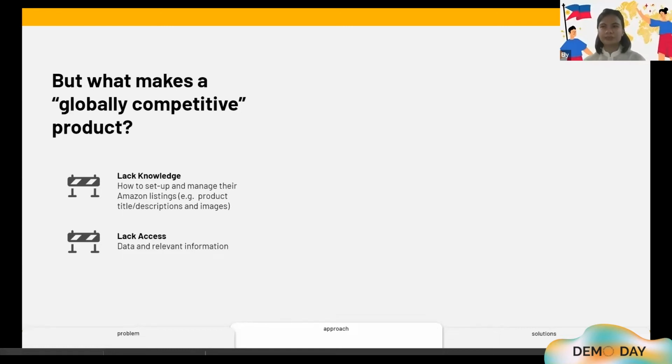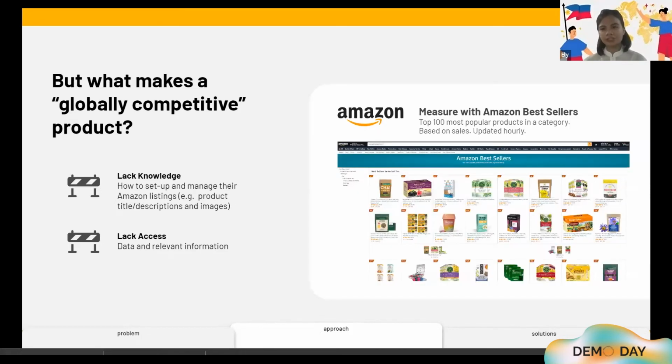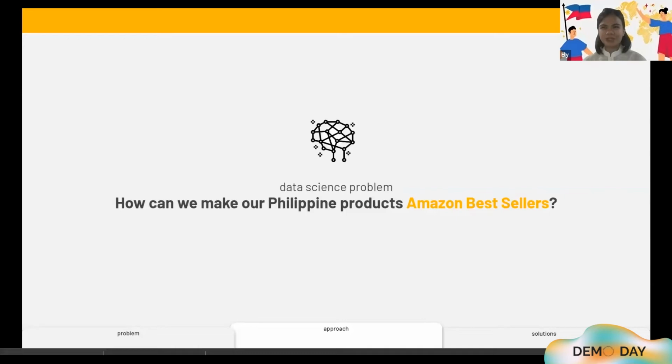They've observed that business owners lack awareness and access to information on what makes a globally competitive product. How do they write their product titles and descriptions? What images should they post? Upon exploration of the platform, we found a feature of Amazon bestsellers, which shows the 100 most popular products per category based on sales. With those in mind, we defined our data science problem as how can we make our Philippine products an Amazon bestseller?